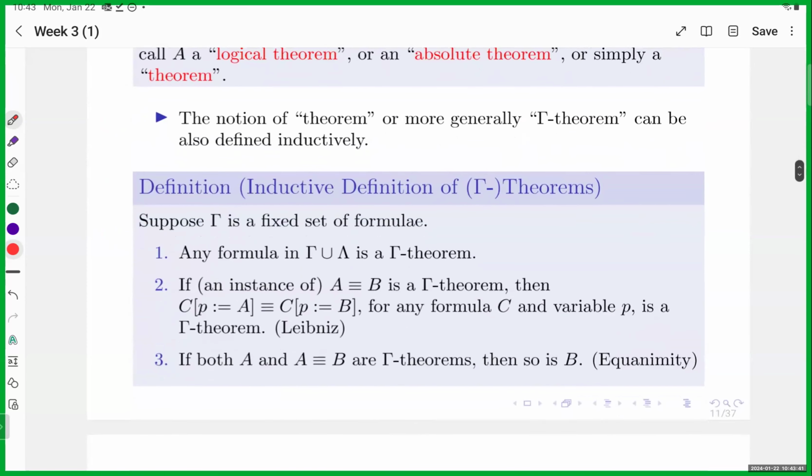Now, let's give an inductive or recursive definition. By the way, the words inductive and recursive usually refer to the same thing. So it's a recursive definition of a gamma theorem. So we just wrote the definition, and this is an equivalent way of defining a gamma proof. Suppose again, gamma is a fixed set of hypotheses.